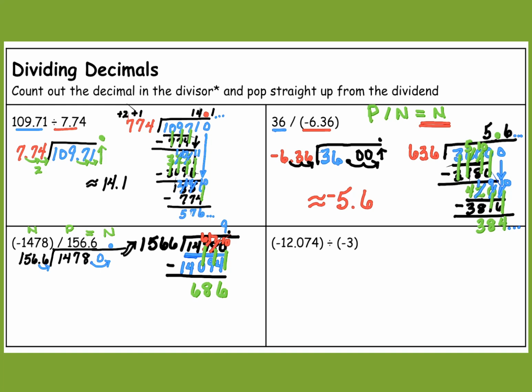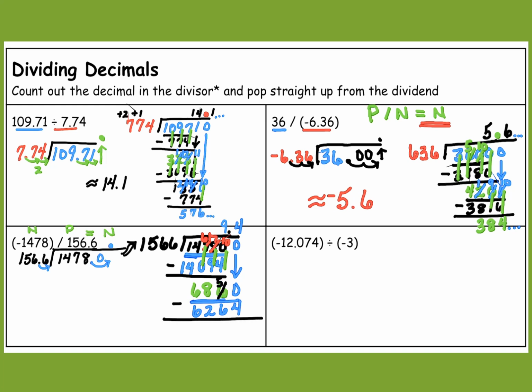Now if we have a 6, can we take away 1,566? No, we cannot. If we have 68, can we? No, we cannot. If we have 686, can we take away 1,566? No, we cannot. So we have to add in another 0 and drop that down. Once we add that in, that will give us a value of 6,860, and we can definitely take 1,566 from that 4 times. 4 times 1,566 is 6,264, and the last thing that we're going to do is subtract these two values.